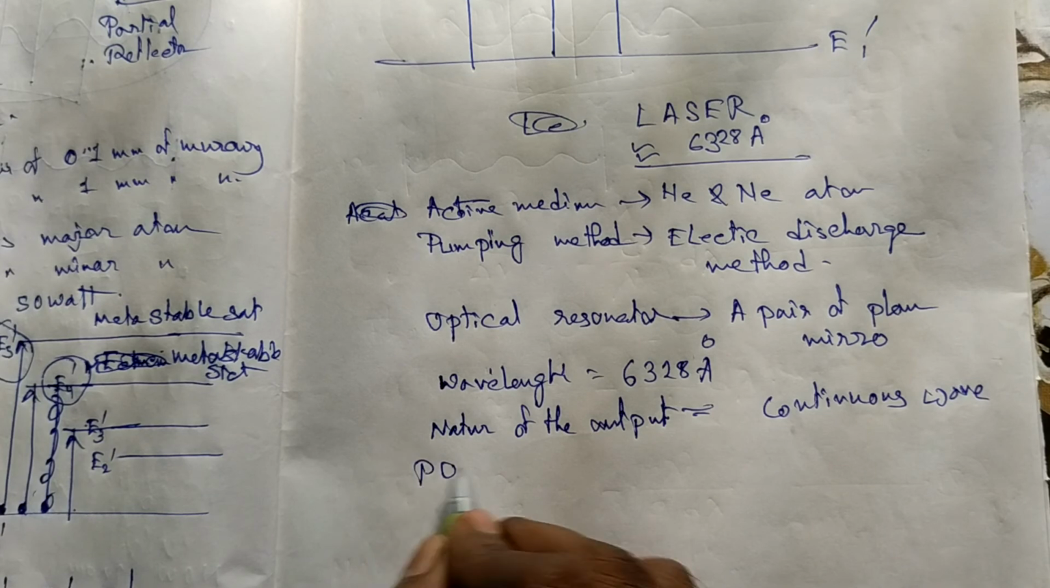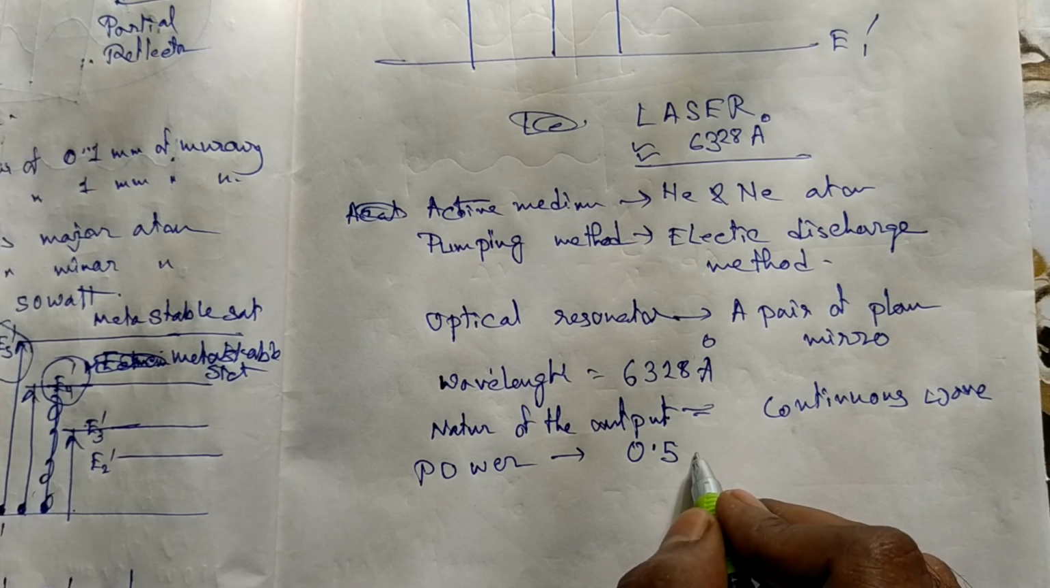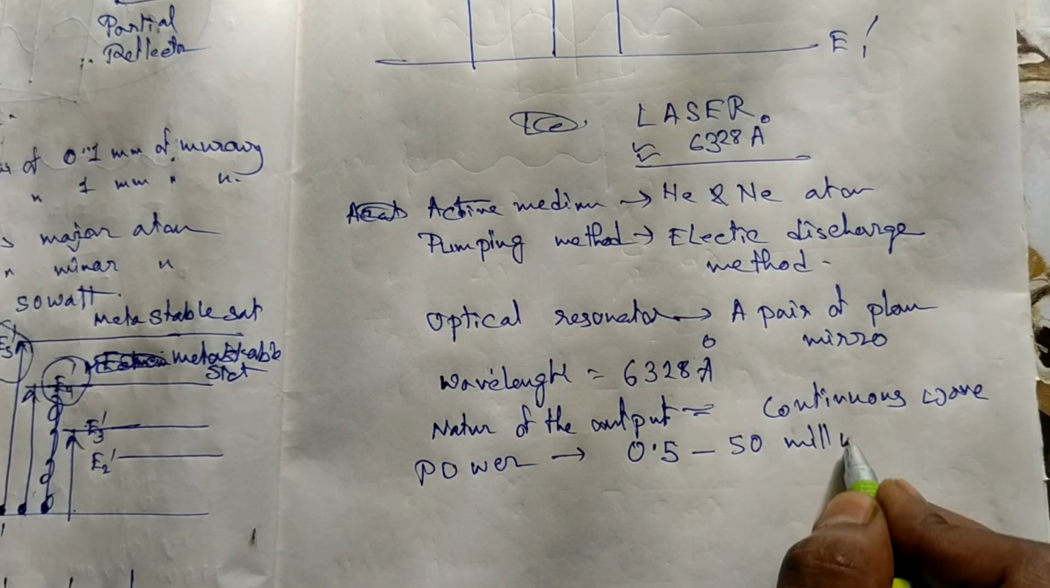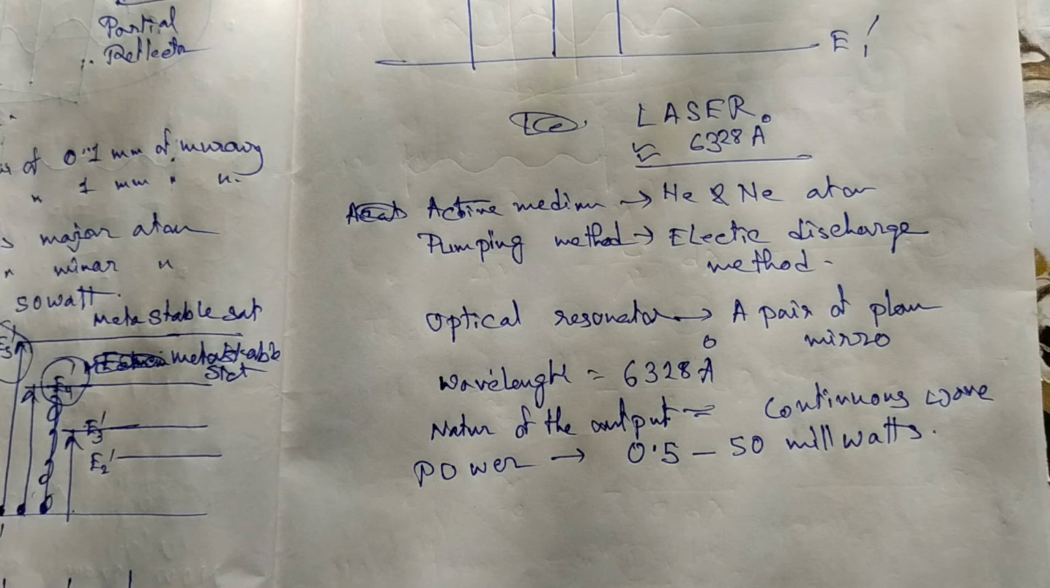The power released from the laser is 0.45 to 50 milliwatt. Now, what are the advantages of the helium neon laser? The helium neon laser is monochromatic and has a highly stabilized frequency. No cooling is required because for the transition the system is not heated up very much. That's why no cooling is required, and it is less expensive.